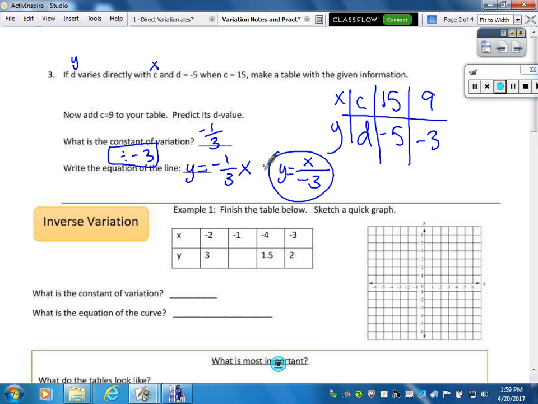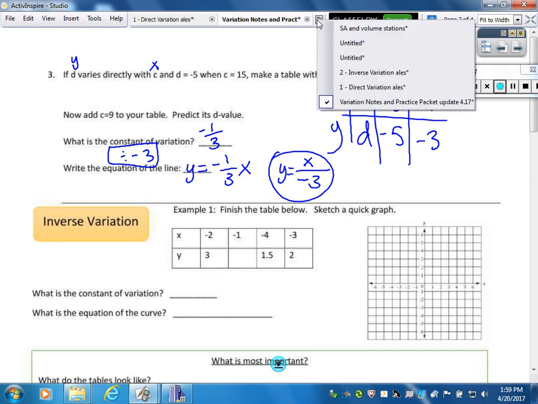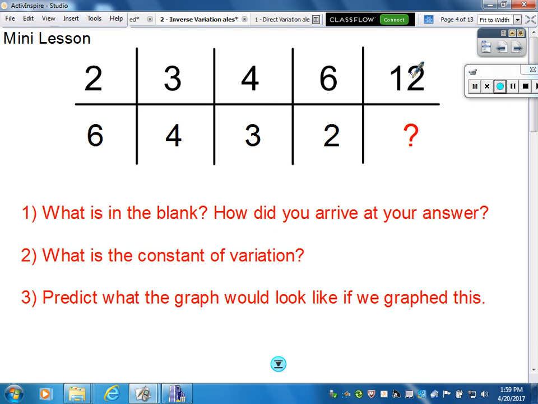Alright, so that's it for direct variation. Now let's go and look at some inverse variation. So let's just start with the table again and see if you can figure out the pattern. So this is a different pattern, so it can't be the same thing as direct variation, or we'd call it direct variation. Inverse variation does something different. So I've got a 2, it becomes a 6. I've got a 3, it becomes a 4. But then a 4 goes down to 3, and a 6 goes down to 2.